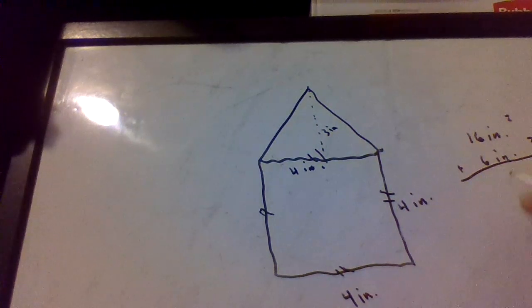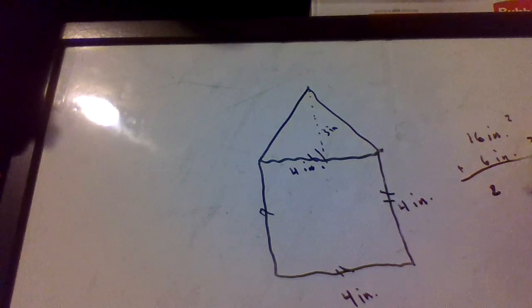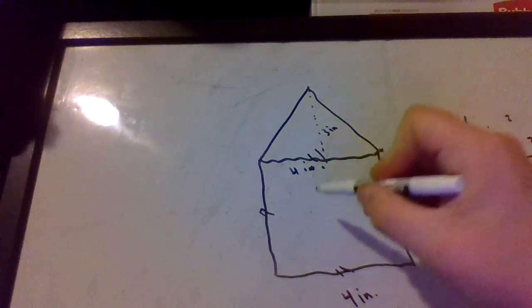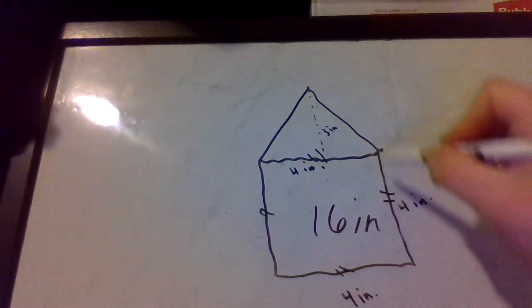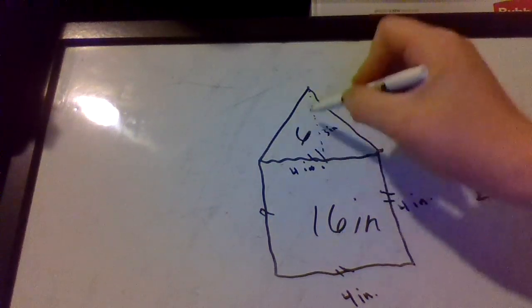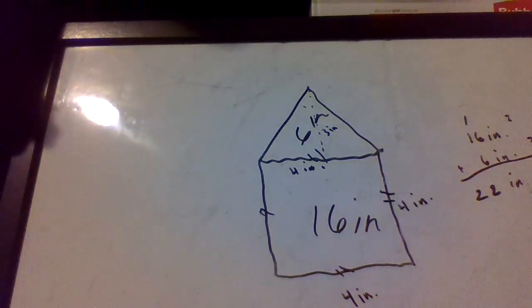So if we add these up, we're going to get the combined area of this entire shape. So 16 plus 6. 6 plus 6 is 12. We carry your 2, or carry your 1, rather. 1 plus 1 is 2. So the area of that entire shape is 22 inches squared. And did everybody see how we found that? We found the area here was 16 inches. And the area here was 6 inches. And then we just added those together.